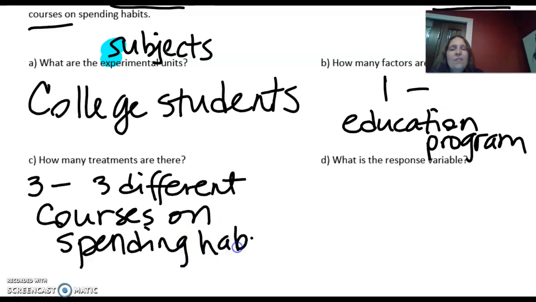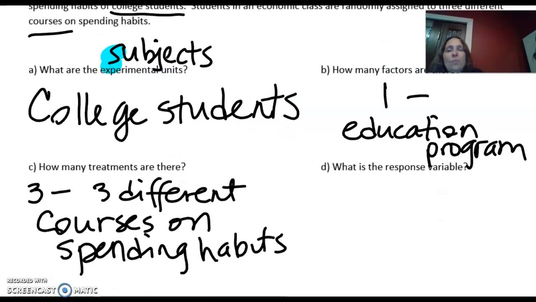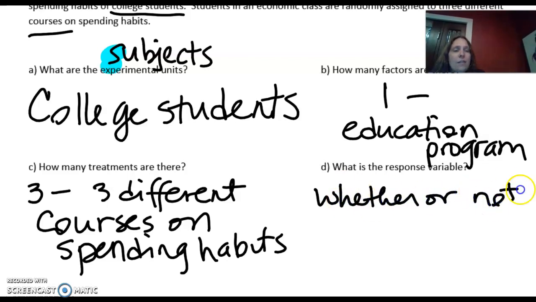And what is the response variable? What are we hoping to gather information about? Well, we want to see if by taking this new education program, it will improve the spending habits of college students. So the response variable would be whether or not the spending habits improve.